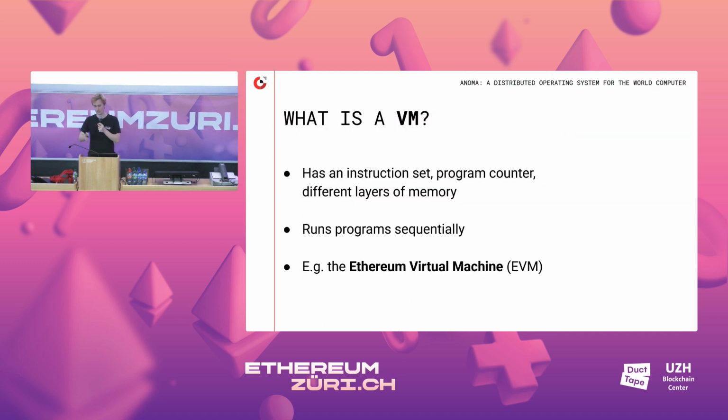So fundamentally, a VM, it's very simple. I think everyone in this room should be broadly familiar with them. It has an instruction set, some program counters, different layers of memory, and importantly, it runs programs sequentially. An example here is the Solana virtual machine, the Ethereum virtual machine, you name it. At this point, we have probably tens of different virtual machines that are all kind of similar. This also, by the way, includes all ZK VMs. They are fundamentally the same model, except now we're running some proof over the actual execution trace.